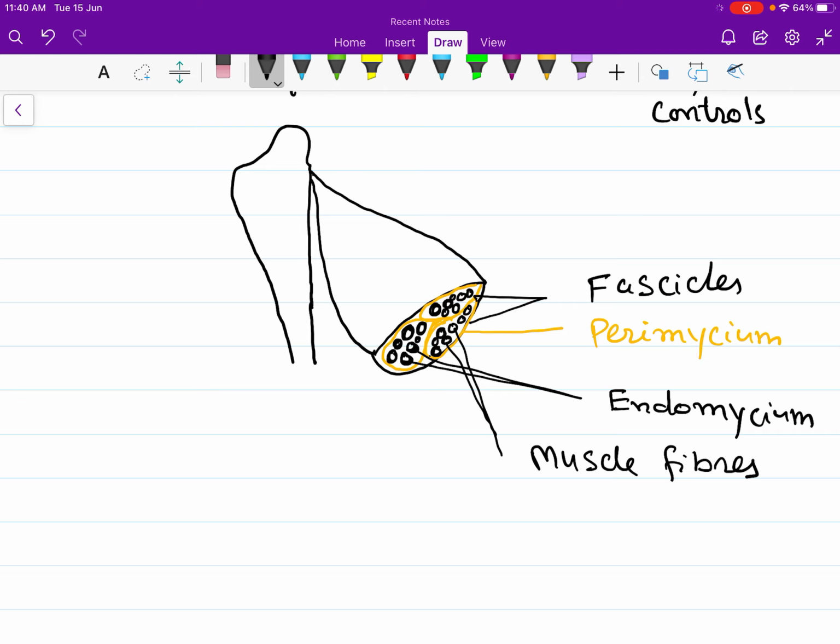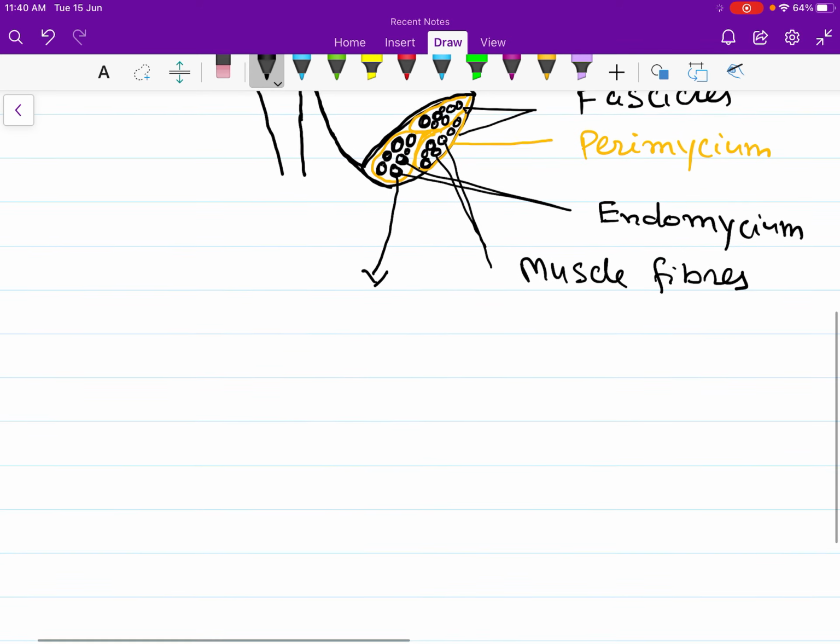Now the entire muscle is surrounded by another sheath of connective tissue which is called the Epimysium. This outermost sheath that surrounds the entire muscle is called the Epimysium. So here it is, Epimysium. Now if we take one muscle fiber out and study its structure, it will have the following structure.